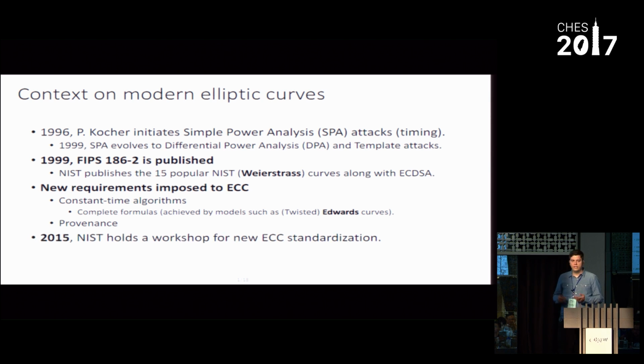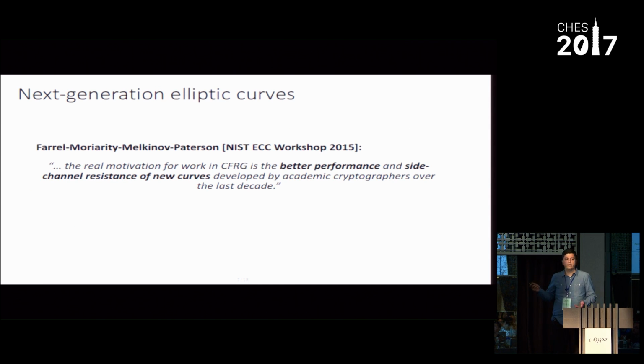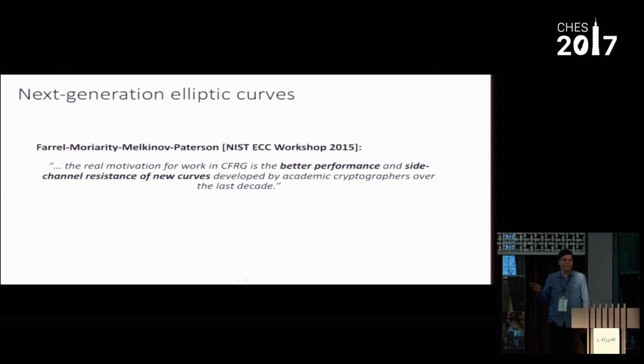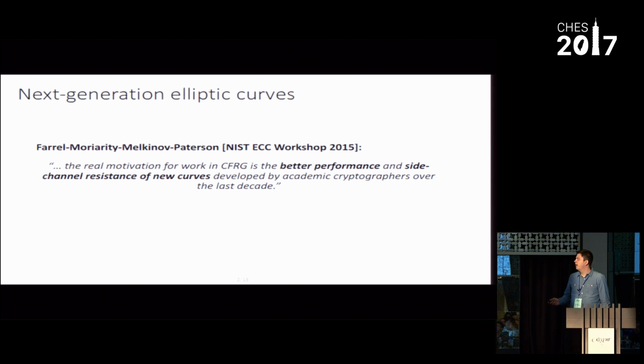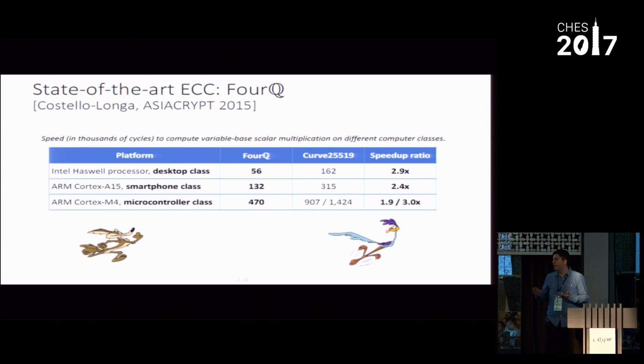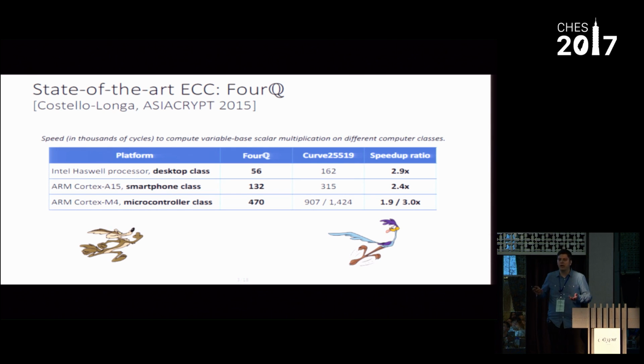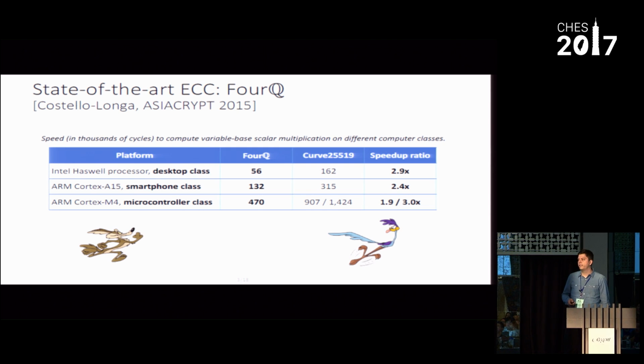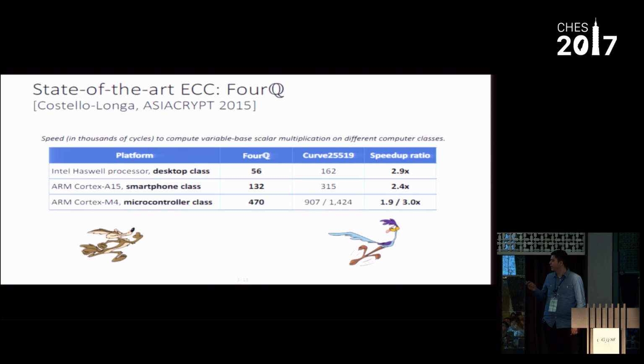NIST is aware of these new restrictions. So in 2015, they promoted a workshop about new generation elliptic curves. Some authors in that workshop pointed out that the main motivation to come up with new curves is better performance and side channel resistance. So, thinking about that, this is the curve we selected for our work, which is FourQ, proposed in 2015 by Longa and Costello. And this curve looks very promising.